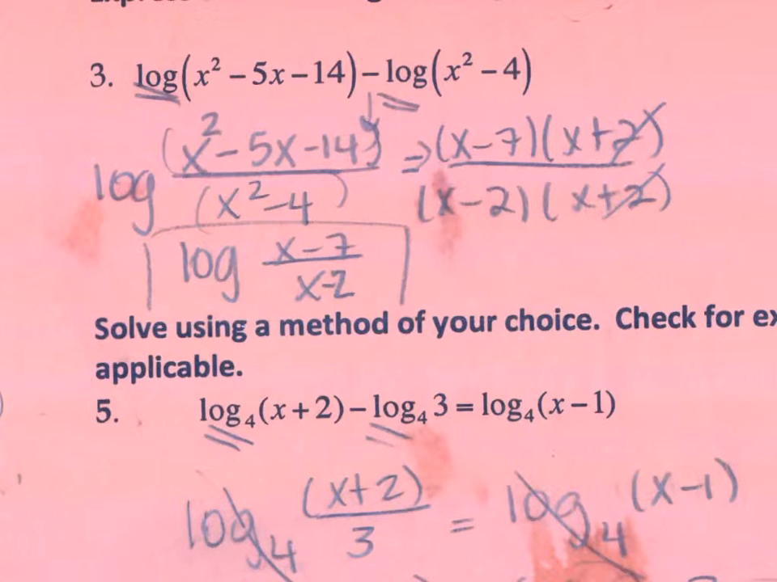Okay, so for number 3, if we're trying to condense, they're both common log, log base 10. Remember, when we don't see a base, we know it's base 10. So subtraction goes with division. The expression that comes first goes in the numerator. The expression that comes second goes in the denominator. Now for this one, we can factor the numerator into x minus 7, x plus 2, and the denominator, a difference of squares, x plus 2, x minus 2. And the quantity x plus 2's cancel. So we have common log of x minus 7 over x minus 2.